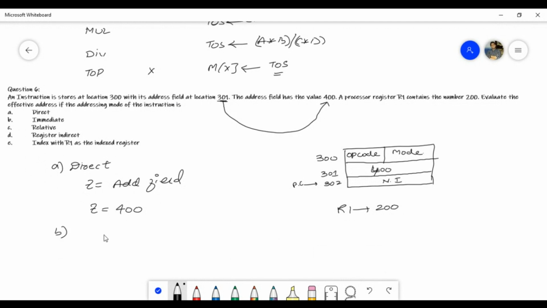So immediate. What is immediate? What is the address field? Look at this location, what is the address? So we can add the address field of, so it is 301.